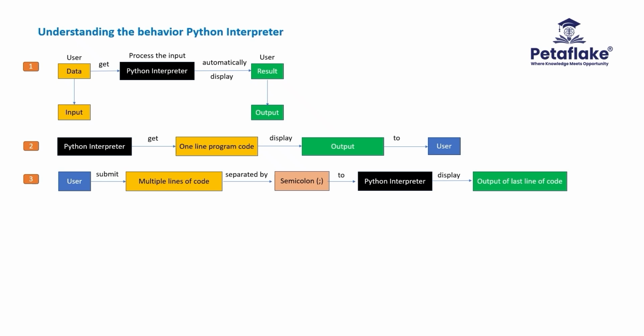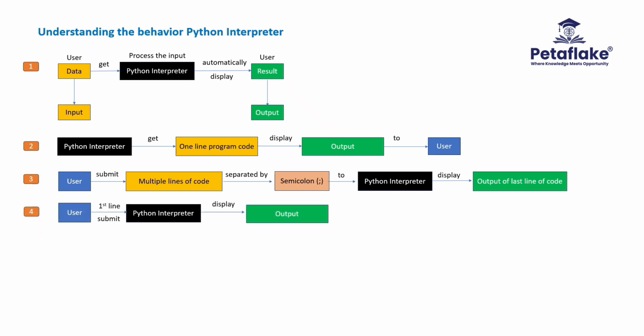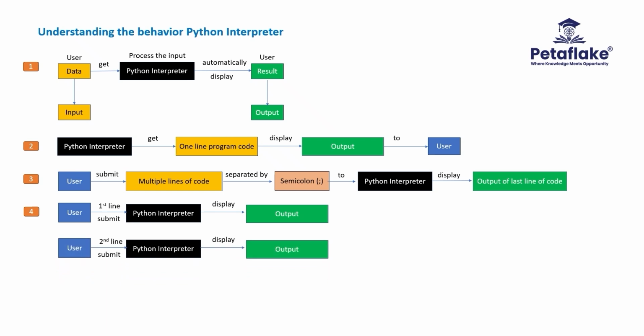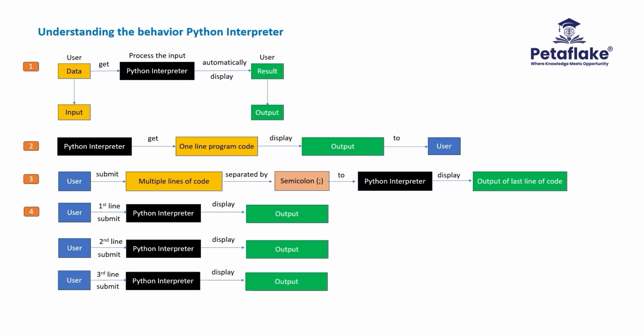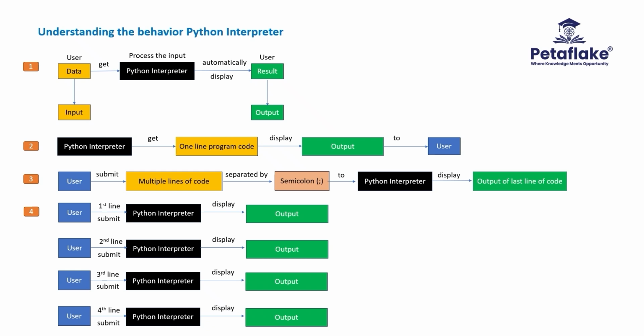For example, if the user wants to execute 4 lines of code in the Python interpreter and see the output of all the 4 lines of code, in this scenario, the user must submit the first line of code to the interpreter. The interpreter processes the first line and displays the output to the user. Once the output of the first line is displayed, then only the user must submit the second line of code to the interpreter. Once the output of the second line is displayed, then only the user must submit the third line of code. Once the output of the third line is displayed, then only the user must submit the fourth line of code to the interpreter.